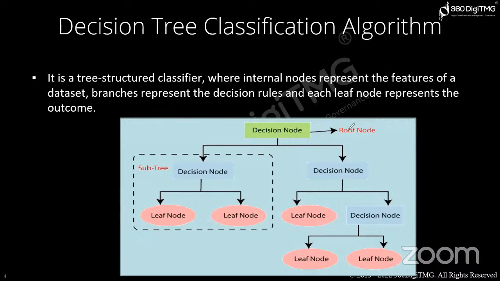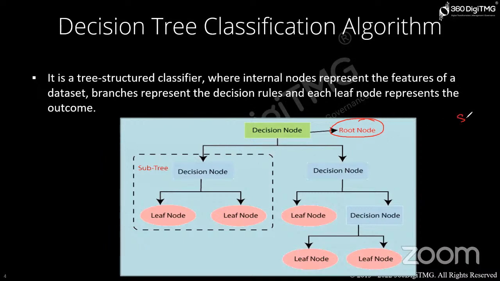The first one is your root node. When we talk about the root node, it represents the entire population or sample, and this is further divided into two or more homogeneous sets.